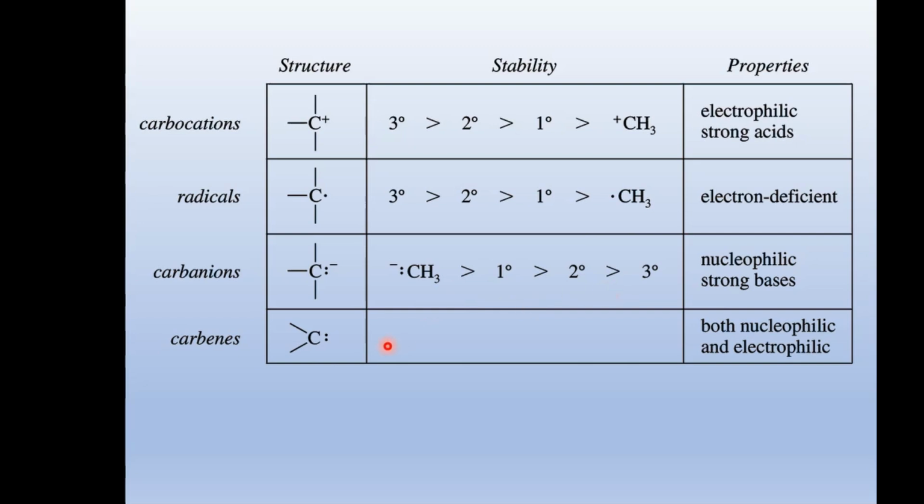Carbanions, something totally different with the stability, where the methyl is the most stable, the tertiary is the least stable. And that probably goes back to that thing where I said alkyl groups are electron donating. This thing already has more electrons than it needs. It doesn't need alkyl groups out here trying to, through induction, give more electron density.